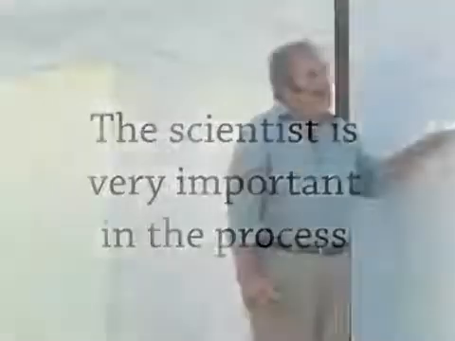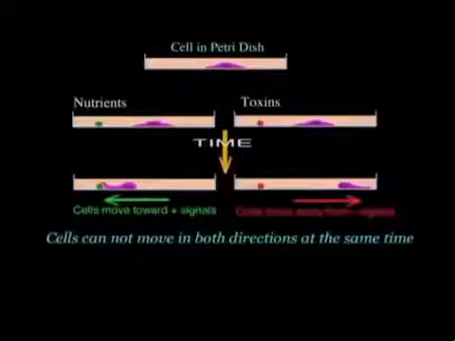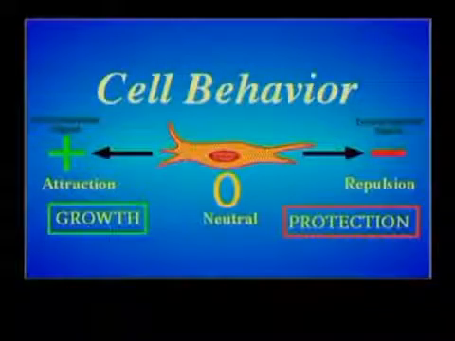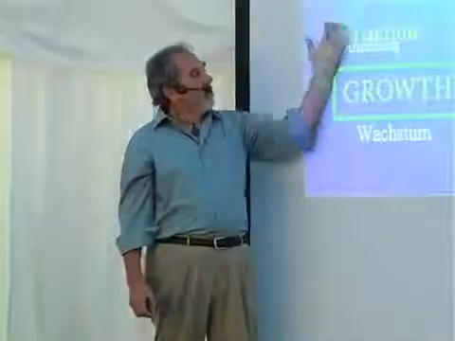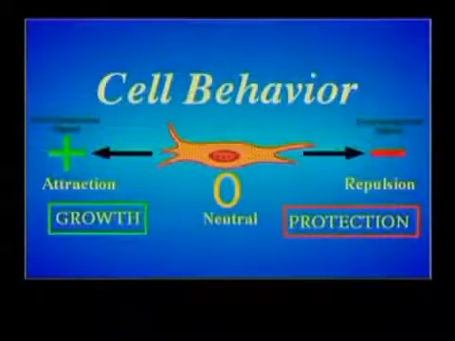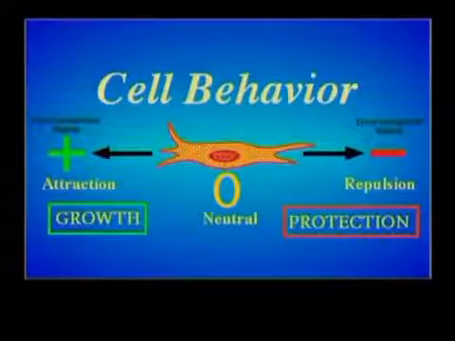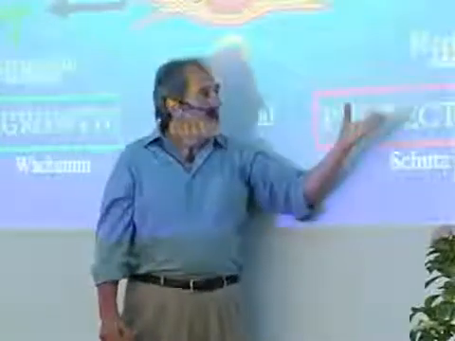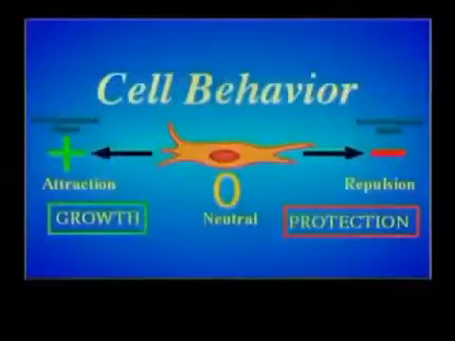So cells cannot move in both directions at the same time. They cannot be in growth and protection. So in summary, cells move to positive signals when they're in growth. They're attracted to positive signals. And cells will move away from negative signals. They'll be repulsed, but they're in protection. But there are signals that are neither positive or negative. I call them elevator music. When you get in the elevator, you don't dance, but you don't get sick.